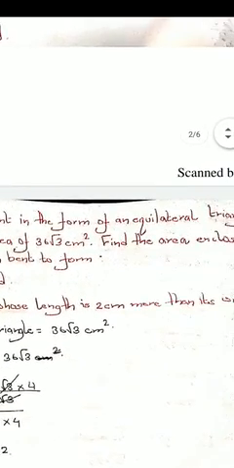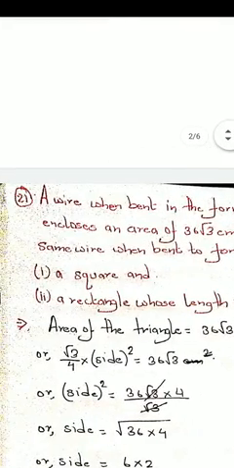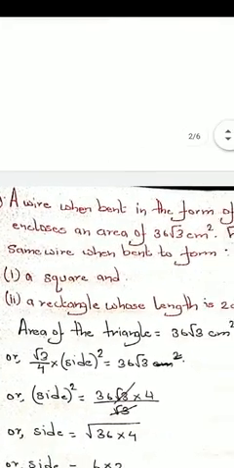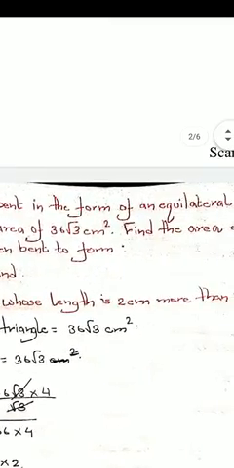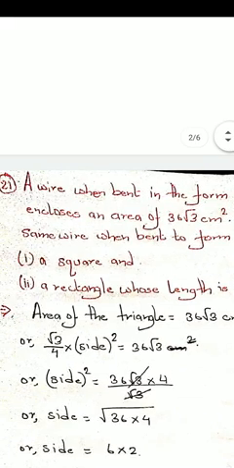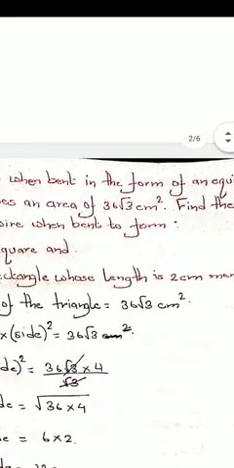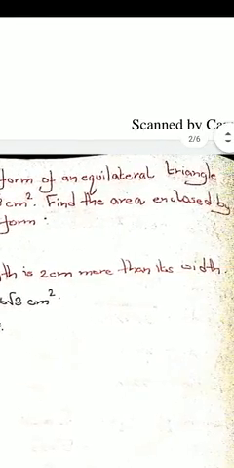a wire when bent in the form of an equilateral triangle encloses an area of 36 root 3 centimeters square. Find the area enclosed by the same wire when bent to form a square and a rectangle whose length is 2 centimeters more than its width.